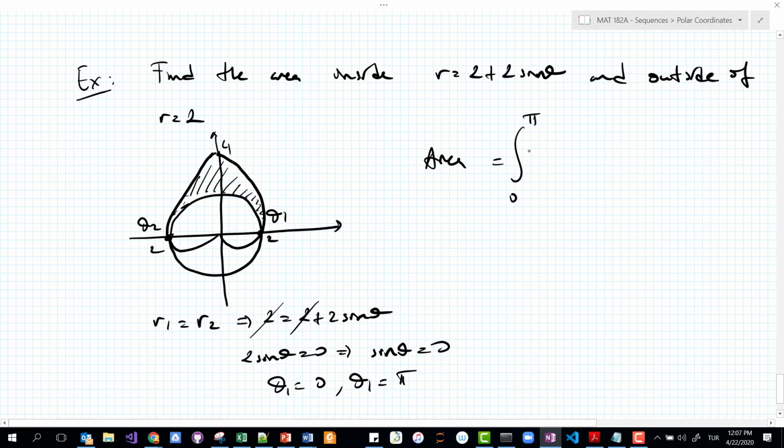Now what I'm going to do is write the subtraction, the below curve, which is r2 in this case, and then r1. The r2 curve is 2 squared, and then the r1 curve is 2 plus 2 sine theta squared, 1 over 2. That's my formula from the polar coordinates area problems, and then d theta. I hope you will figure out the integrals. I'm going to leave it to you. You should apply the right trigonometric substitution to take care of this integral.